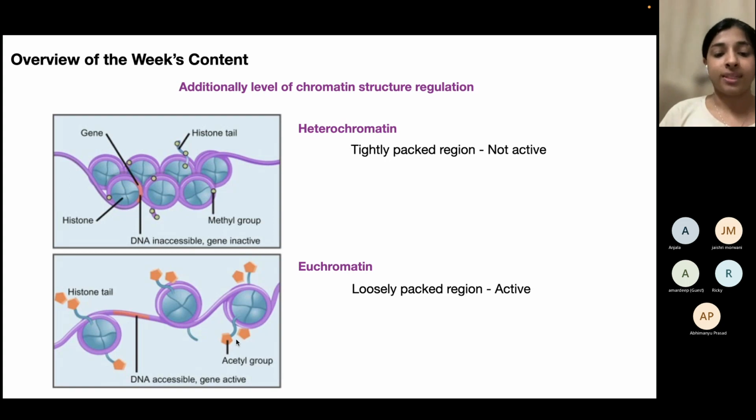The presence of acetyl groups means it has these negative charges there, so they repel each other, and because of which they are pushed away from each other, and that's what gives it the loose packaging. Whereas in heterochromatin, acetyl groups are lacking, because of which they are capable of coming much closer to each other.